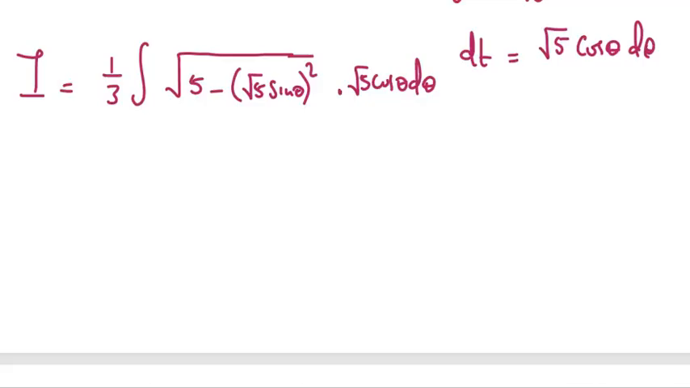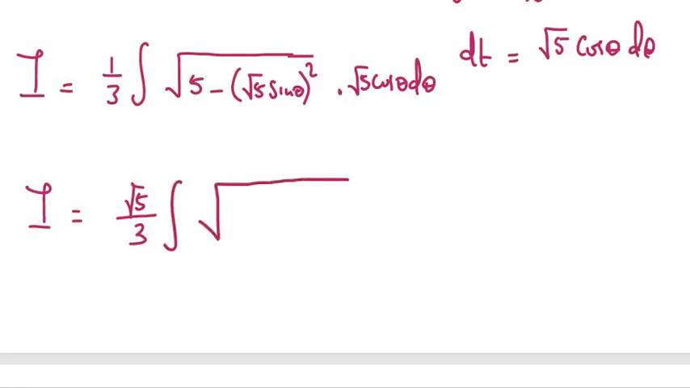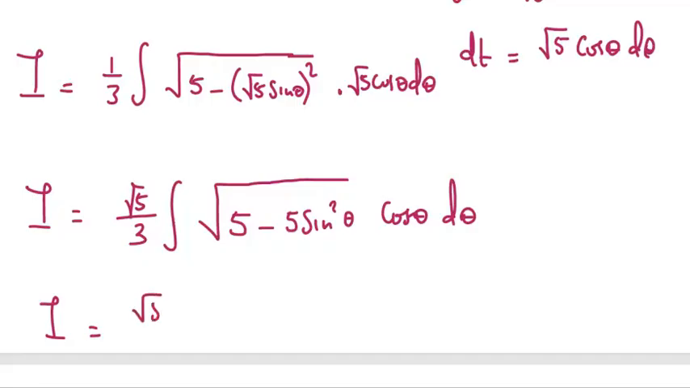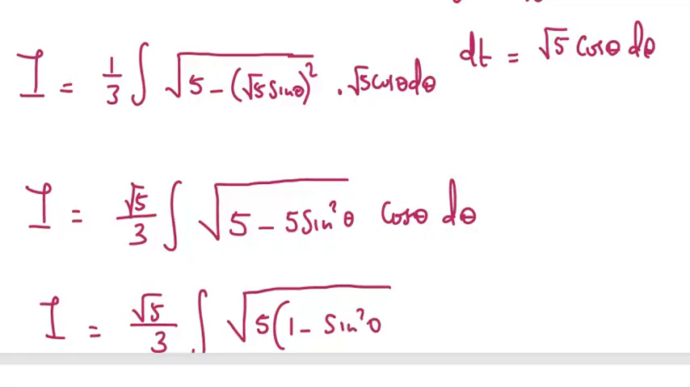Take the root of 5 outside, so we have I equal to root of 5 by 3 multiplied by the integral of the square root of 5 minus square root of 5 squared, which gives us 5, then sine squared of theta, and here we are left with cosine theta d theta. So here our I is equal to square root of 5 divided by 3 multiplied by the integral of the square root of 5 into brackets 1 minus the sine squared of theta, cosine theta, and then d theta.